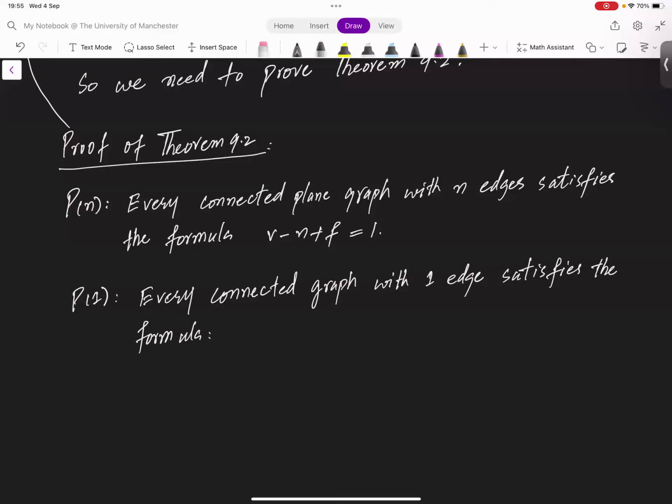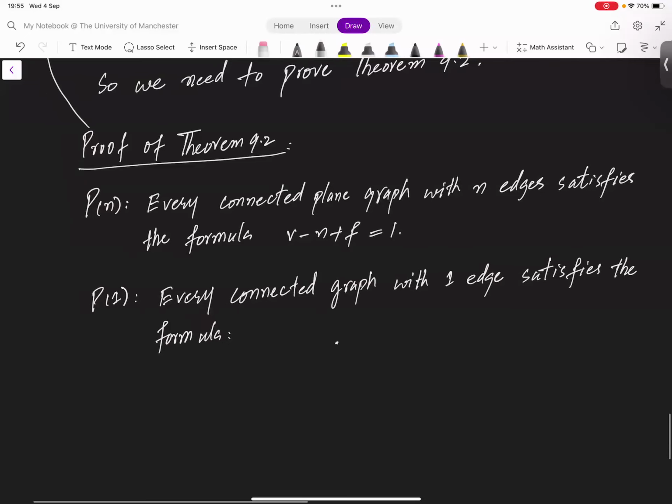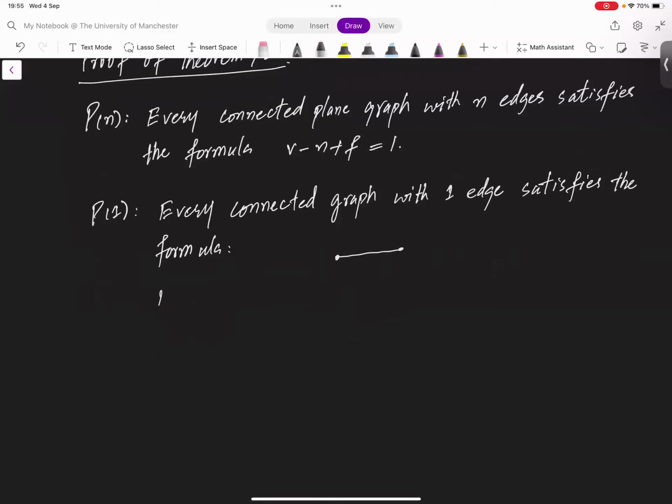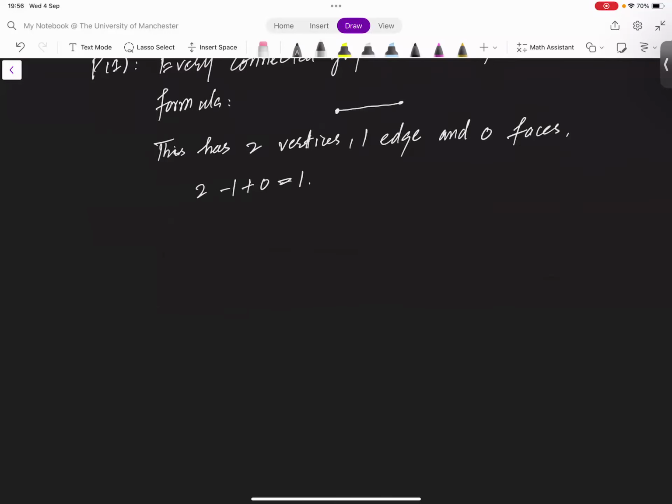There is only one such graph, that is the line. Okay, this has two vertices, one edge, and 0 faces. So 2 minus 1 plus 0 is 1. Satisfies the formula.